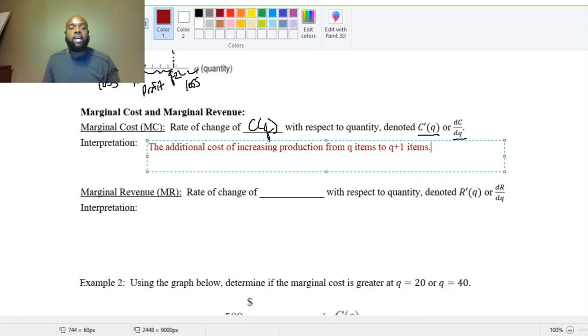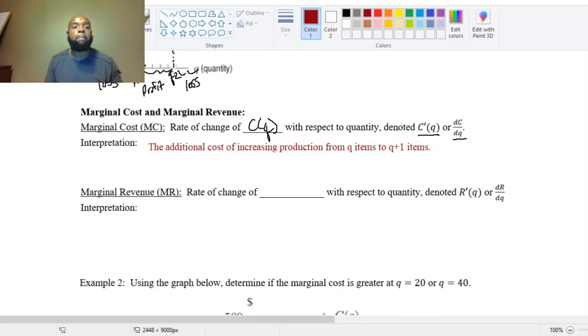All right. The marginal revenue, which sometimes is given by the notation MR, that's the rate of change of your revenue function, right? And so it's the rate of change of your revenue function, which is R of Q. And of course, a rate of change is the same thing as your derivative function. And so it's denoted R prime of Q. And in Leibniz notation is dR/dQ.